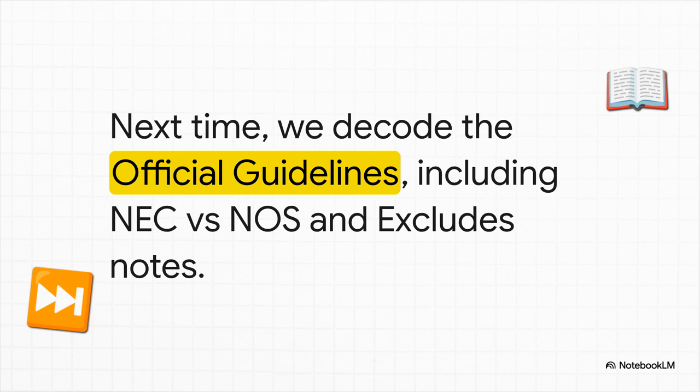Coming up in Part 17, we're going to dive deep into the official guidelines. We'll decode the difference between NEC and NOS, and we'll untangle the really strict sequencing rules of excludes 1 versus excludes 2 notes. Trust me, you won't want to miss it.